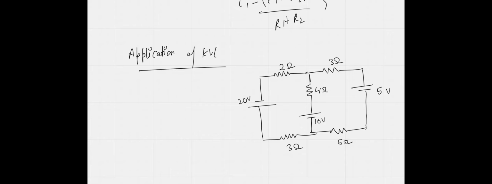I am saying my this loop contains current I1, because I am going in this loop. My this loop is having current I2. When I say this I2, I mean to say, Kirtana, all the components in this particular loop contain current I2.